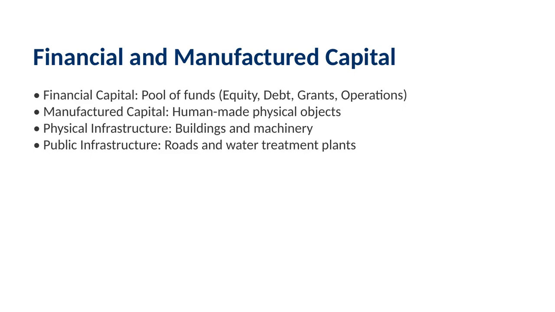First, we have financial capital. This is the most familiar one. It is the pool of funds available for production, whether it comes from debt, equity, grants, or the money generated from daily operations. Next is manufactured capital. Think of this as the physical, human-made tools of the trade. We are talking about the buildings, the machinery, and the critical infrastructure like roads or water treatment plants that allow the business to function.